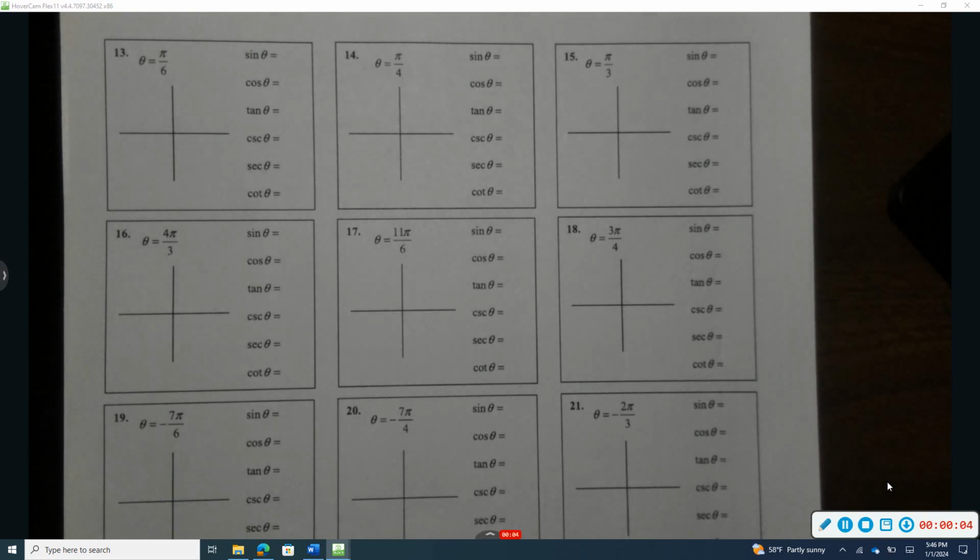Unit 9, Lesson 4, we're on the back side of the worksheet. We're going to go through problems 13 through 27. So on the front side, you were given degrees, and now you're given radian measurements.